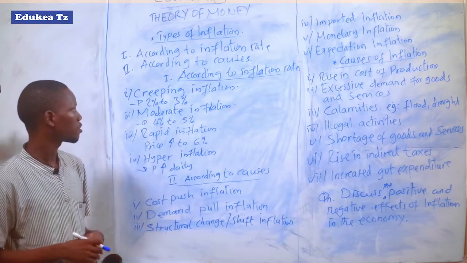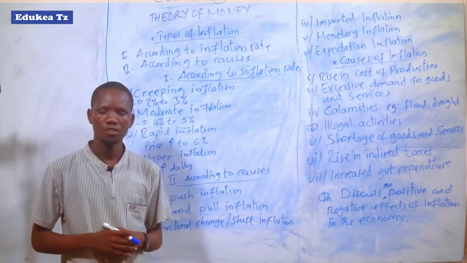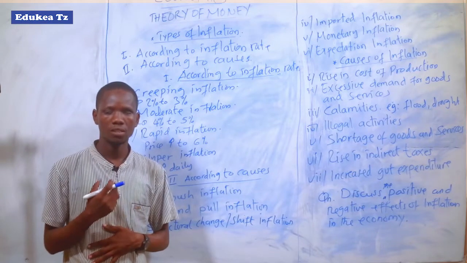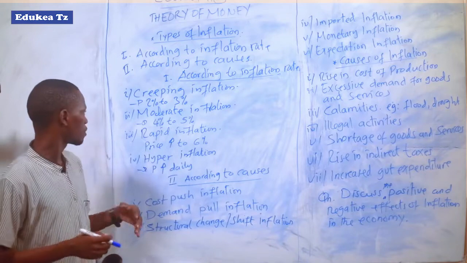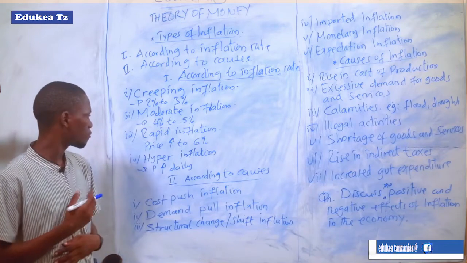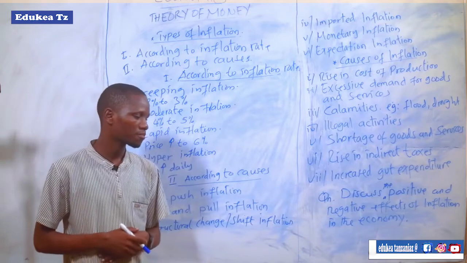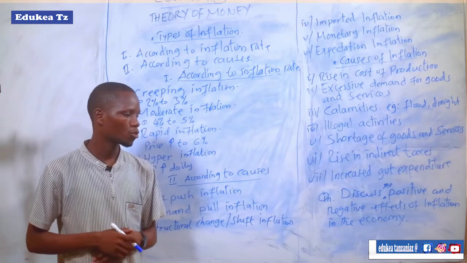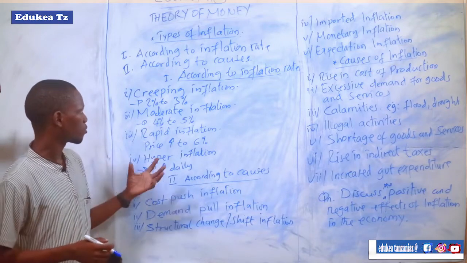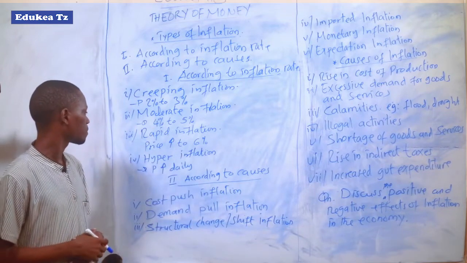Now the second type of inflation according to inflation rate is moderate inflation. This moderate inflation occurs when the price level increases between 4% to 5%. So also this type of inflation is not harmful to the economy. When it occurs, it does not discourage people from engaging in production of different things, commodities, services, and so on.